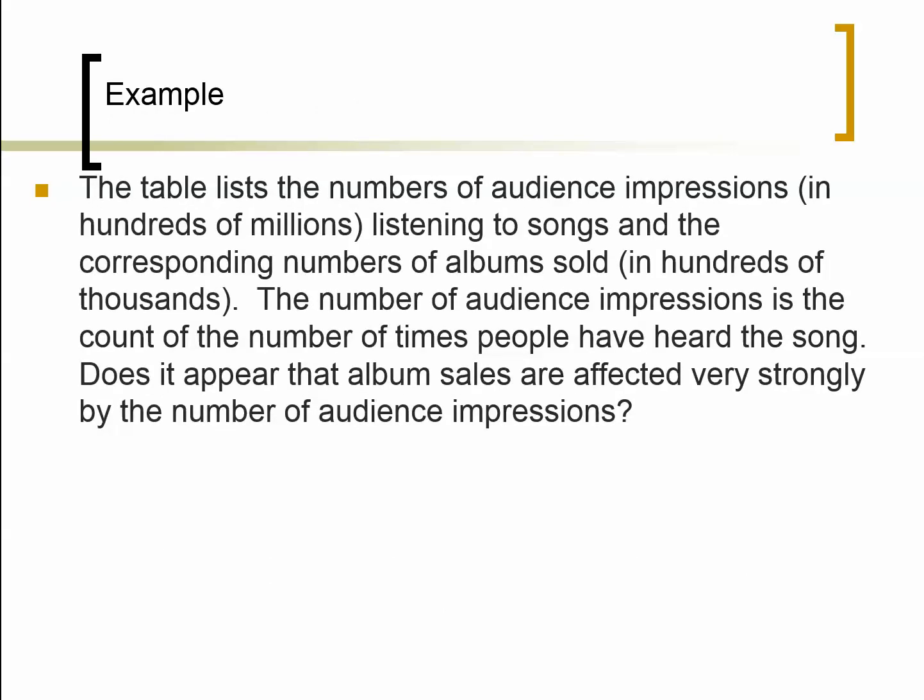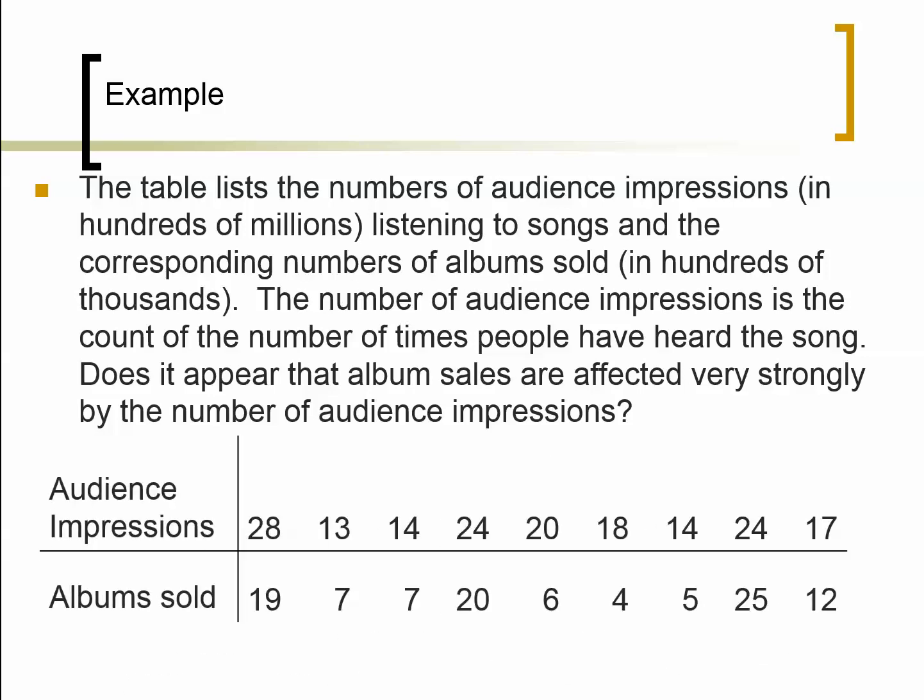The table below lists the numbers of audience impressions in hundreds of millions, listening to songs, and the corresponding number of albums sold. The number of audience impressions is the count of the number of times people have heard the song. So does it appear that the album sales are affected very strongly by the number of audience impressions? When you have a table like this, always use the top row as X and the bottom row as Y. So I have 1, 2, 3, 4, 5, 6, 7, 8, 9 ordered pairs.